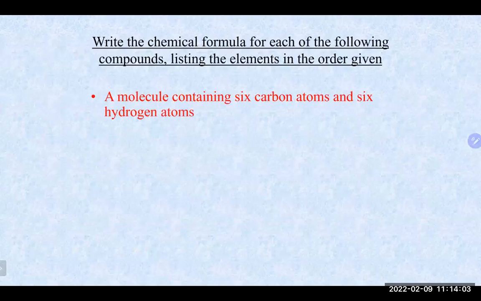All right, if we wanted to write the formula for a molecule that contains 6 carbons and 6 hydrogens, we would use carbon, which is C, and put a 6 next to it as a subscript, and an H for hydrogen, and a 6 next to it as a subscript. So it should be C6H6 in that particular case.